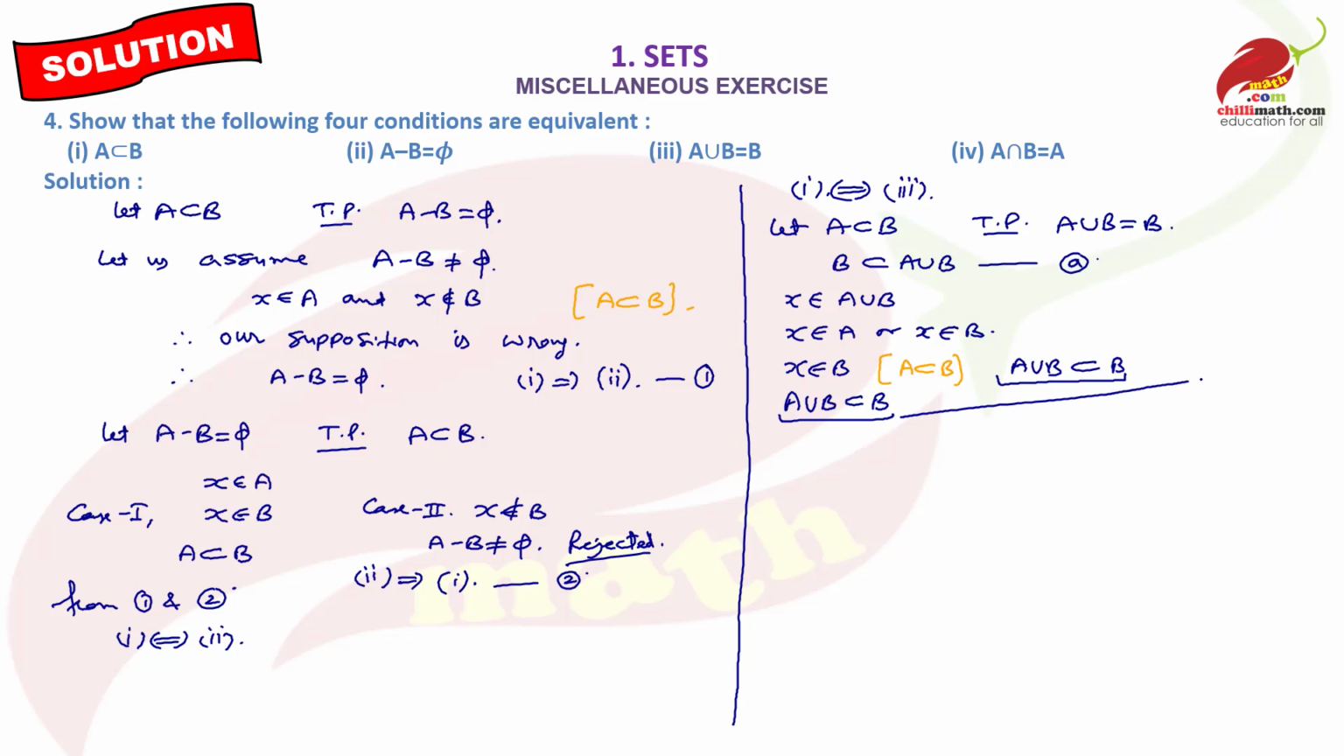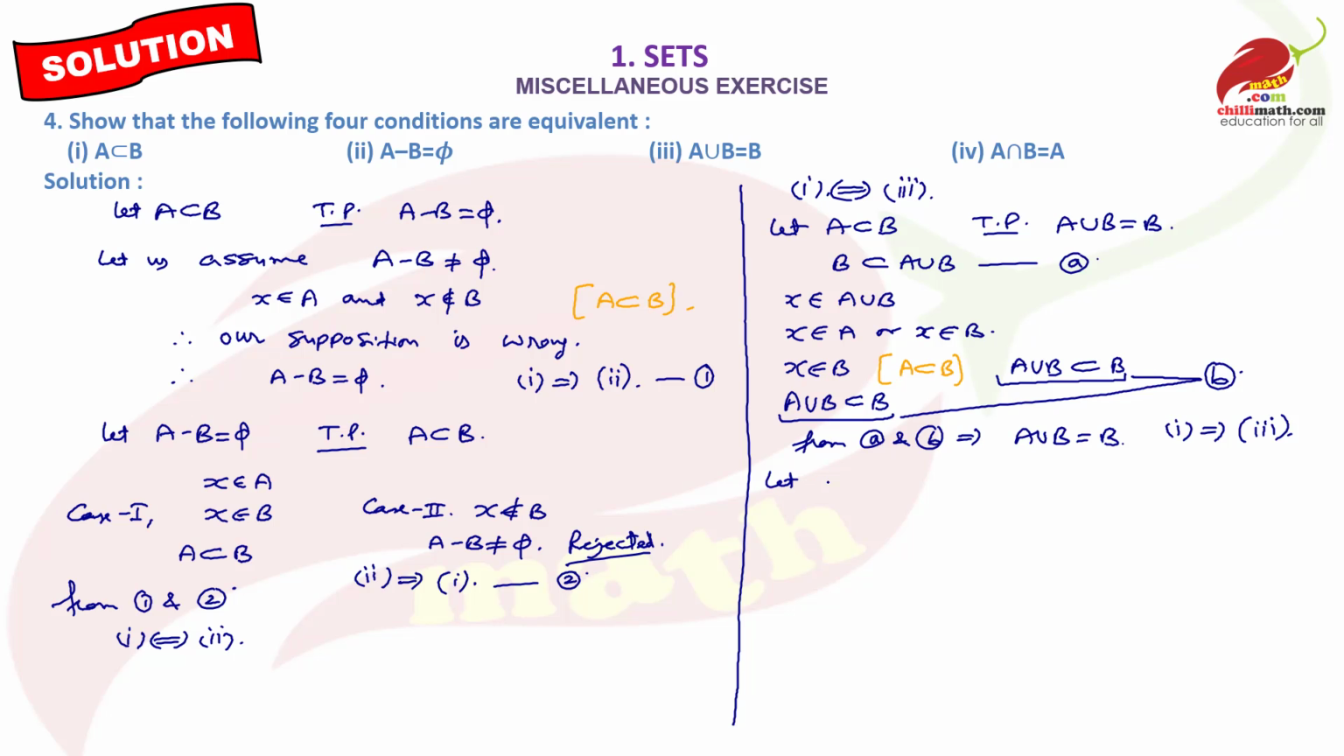Let us mark these equations as B. So from equations A and B, we get A union B is equal to B. So it gives us 1 implies 3. Now to prove 3 implies 1.